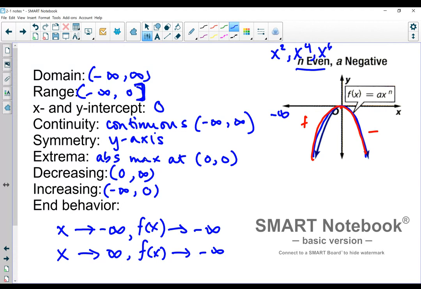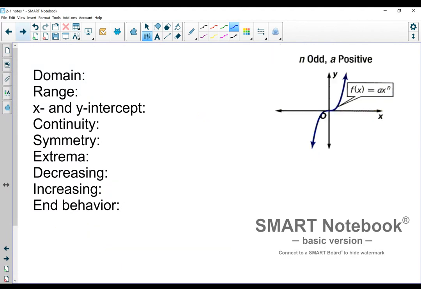All right, so next graph. Now we're looking at odd exponents. An odd exponent would be like x to the first, x to the third, x to the fifth. And because it's positive, my line is going up from left to right. This time my domain is also, I can have anything along my x-axis, so negative infinity to infinity. My range this time is also from negative infinity to infinity.